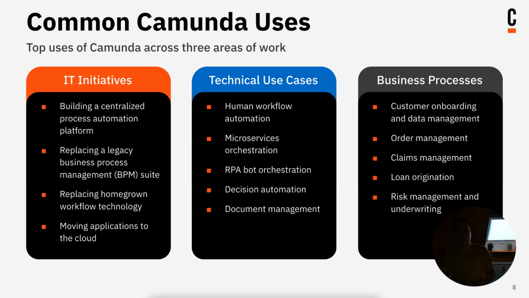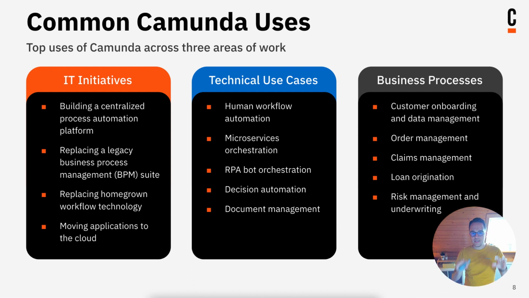For instance, common use cases for Camunda if you aren't aware of how you can apply process automation. And there are basically 3 pillars for those use cases. First one is all about IT initiatives. So for instance, if you want to build a centralized process automation platform, replace legacy business process management systems, or move applications to the cloud and have a BPM or business process management workflow engine in there as well.